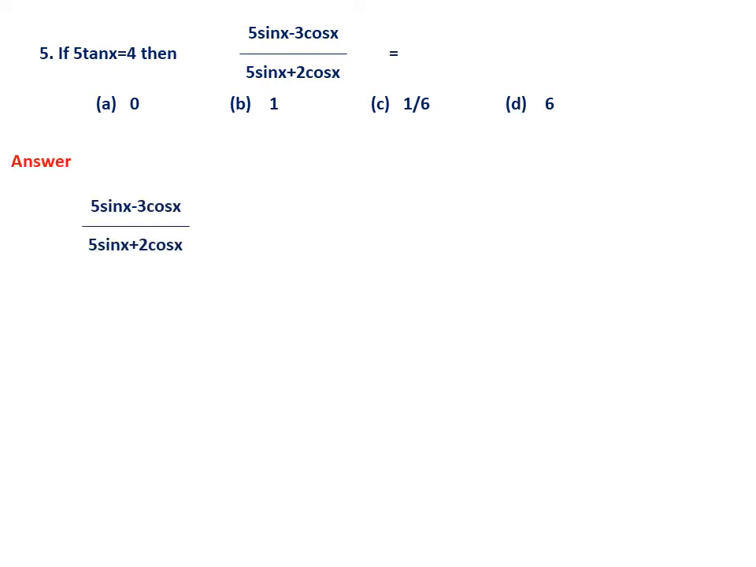Next, fifth question. If 5 tan x equals 4, then what is the value of 5 sin x minus 3 cos x divided by 5 sin x plus 2 cos x? The options are 0, 1, then 1 by 6, then 6. So let us work it out. 5 sin x minus 3 cos x divided by 5 sin x plus 2 cos x. What we have to do is divide numerator and denominator by cos x, because we want tan there. Sin by cos is tan, that we know.